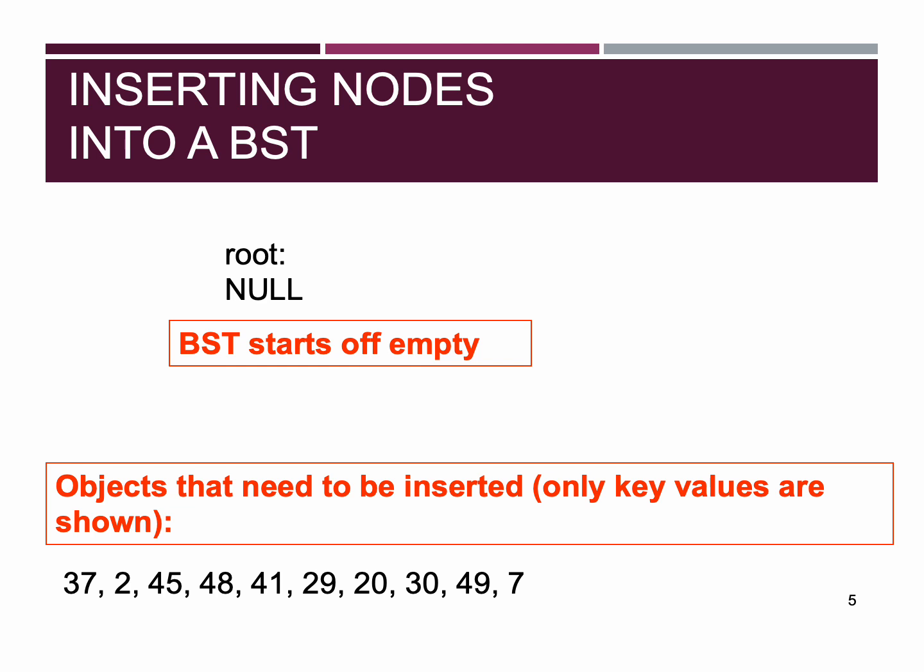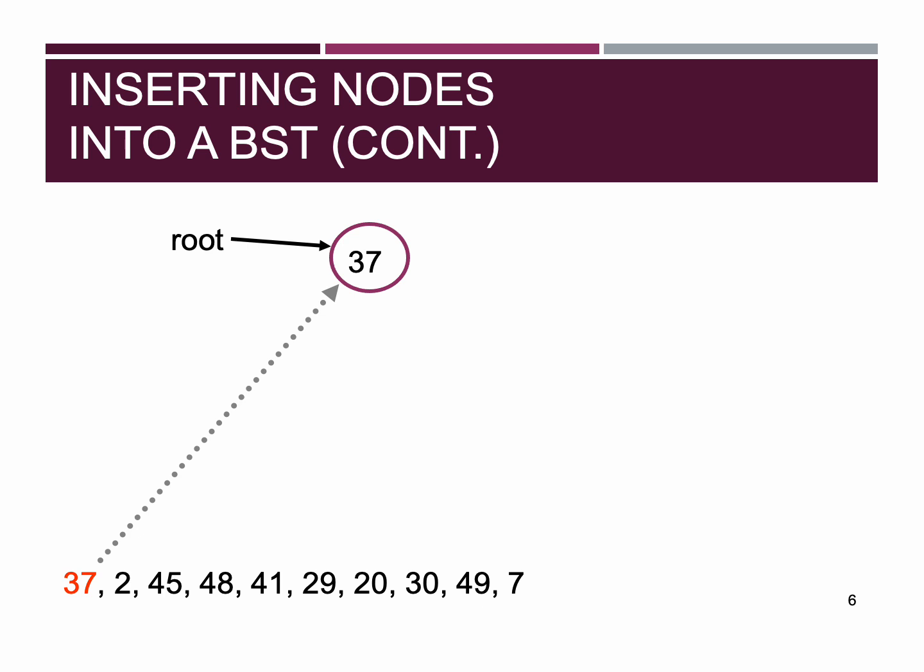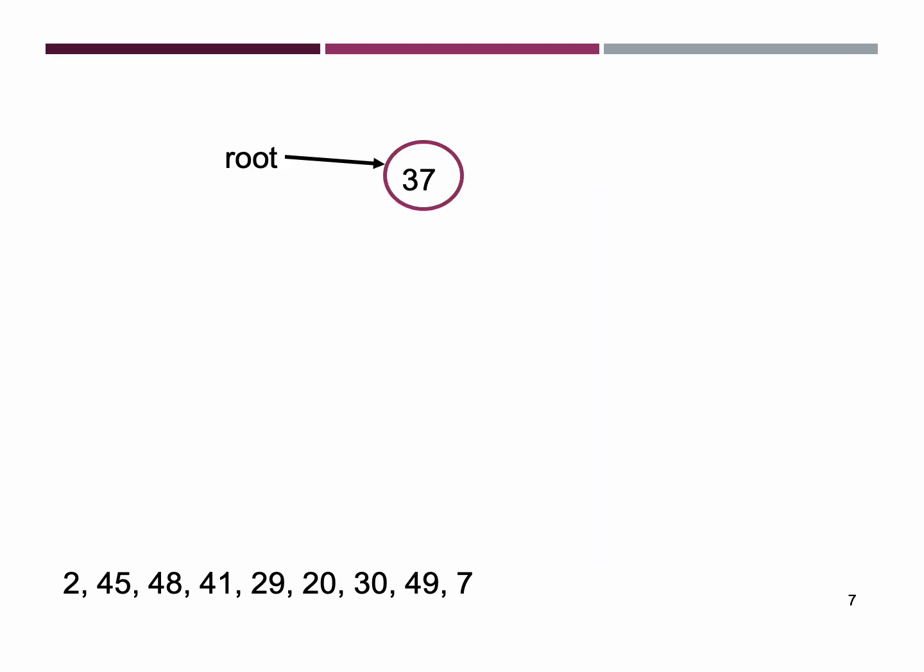So let's get started. First we are inserting 37. In the previous slide we saw that there was root and then null, meaning there were no nodes in the tree. Then we inserted 37 first, here after root. Now we have 37 and root is pointing to 37.